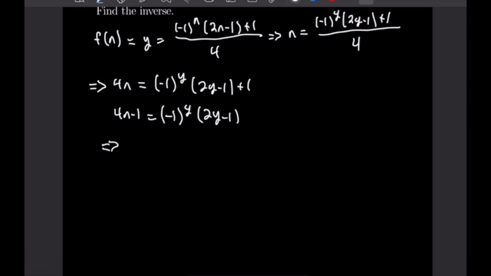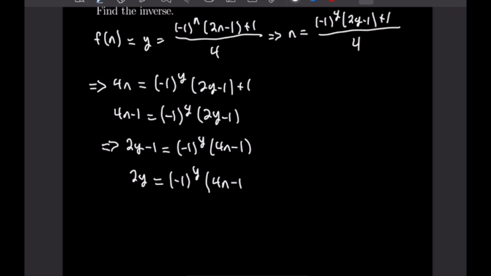So once we multiply by (-1)^y, we will get 2y minus 1 is equal to (-1)^y times (4n minus 1). I just switched the sides there as we are trying to solve for y. Now we can add our 1 over. We will have 2y is equal to (-1)^y times (4n minus 1) plus 1.